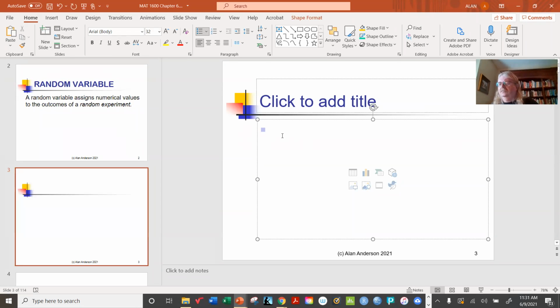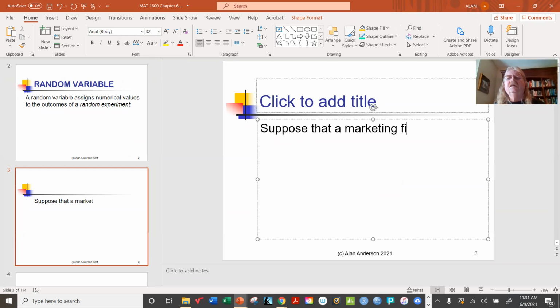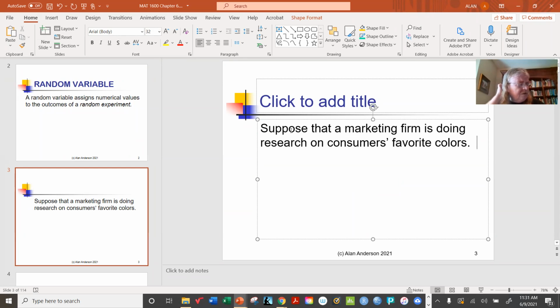Suppose that a marketing firm is doing research on consumers' favorite color. They're trying to figure out, let's say Apple is about to bring out the new iPhone. They want to know what colors they should make available. Obviously it doesn't make sense to pick a color that nobody likes. And they usually have black and then they have some unusual ones.